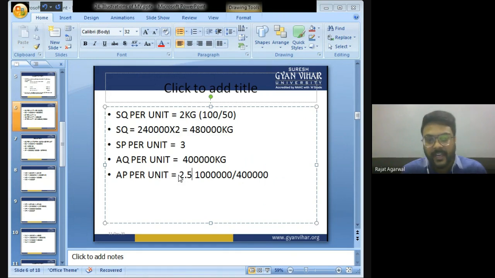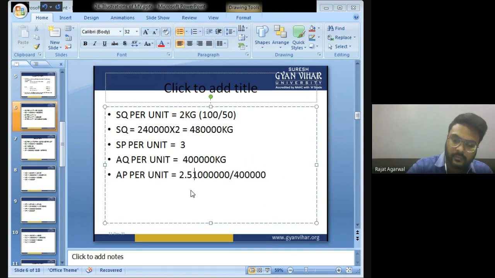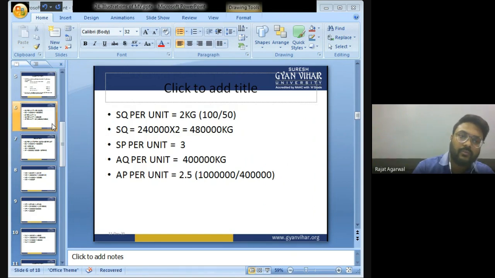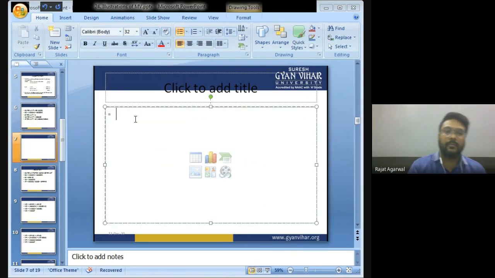So standard quantity is 4,80,000 kg. Standard price per unit is 3. Actual quantity is 4 lakh kg, and actual price per unit is 2.5. Okay. So now let's solve the answer.